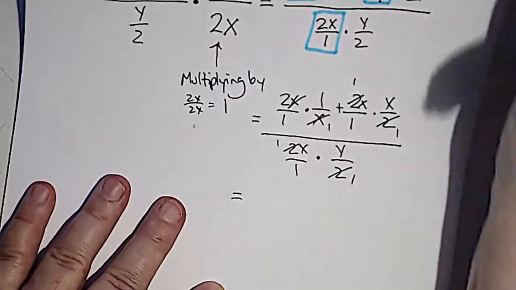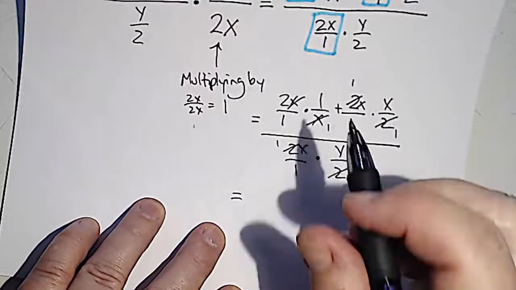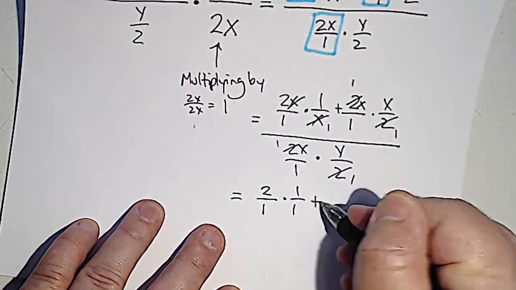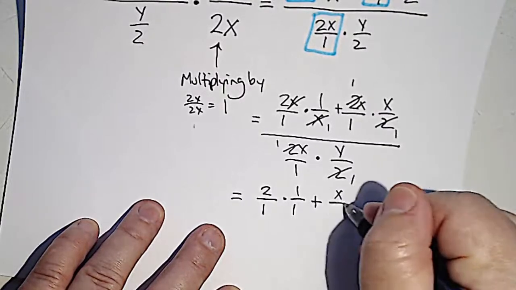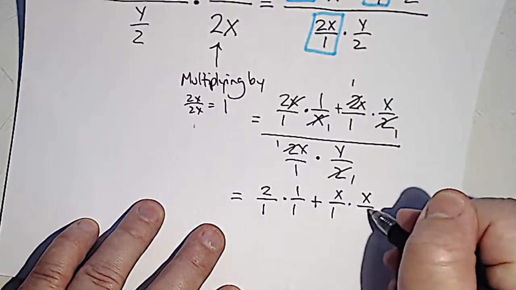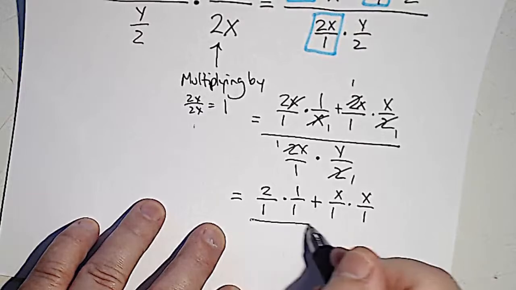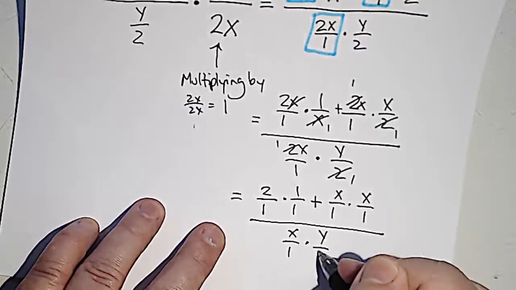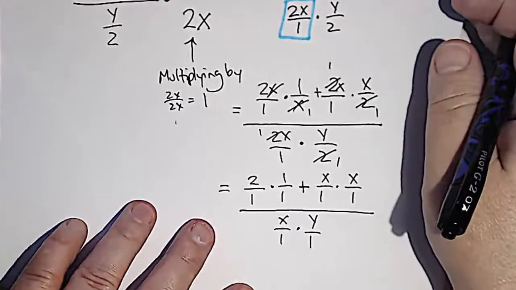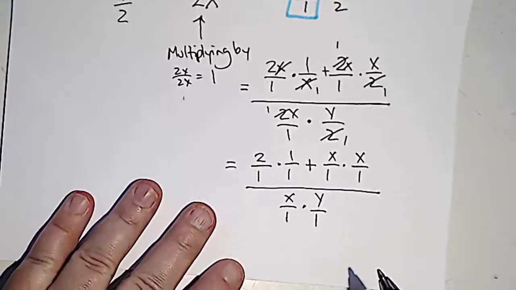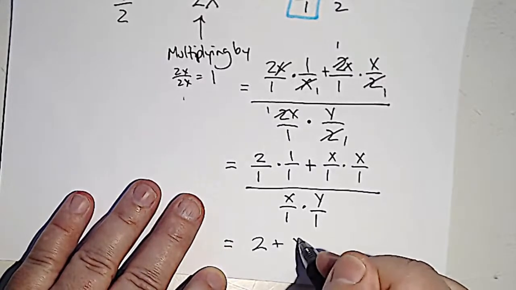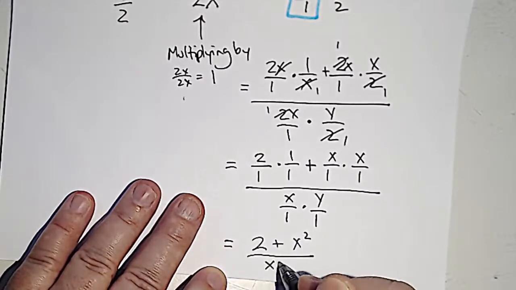I know I got to move this up. I've got 2 over 1 times 1 over 1 plus x over 1 times x over 1 all over x over 1 times y over 1, which equals 2 plus x squared all over xy.